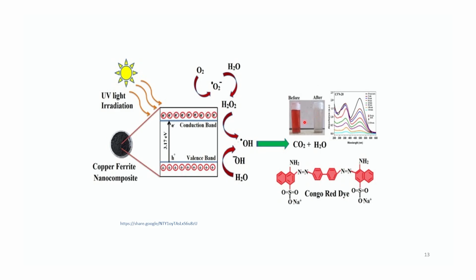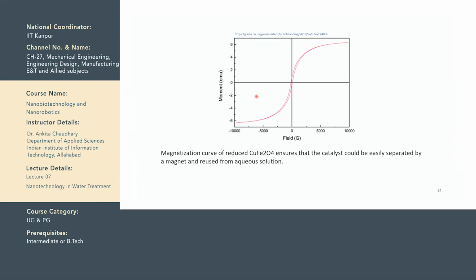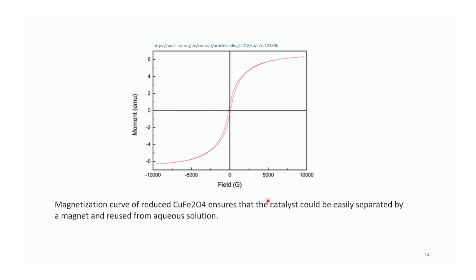So that's the experimental data, and you can see how effectively this works. Then that's the magnetization curve of reduced copper ferrite. The advantage of using copper ferrite is that it is also magnetic. So it will be highly magnetic, and you can remove your nanomaterials from the water after their treatment, and reuse them. That's the magnetization curve, and you can see a narrow hysteresis loop. This ensures that the catalyst could be easily separated by a magnet and reused from the aqueous solution.